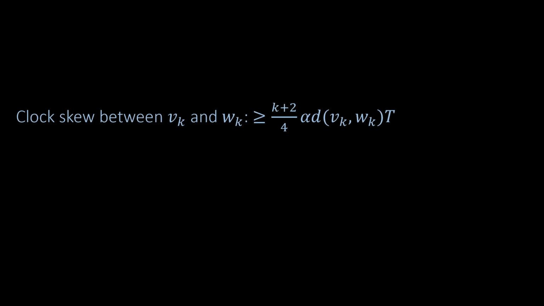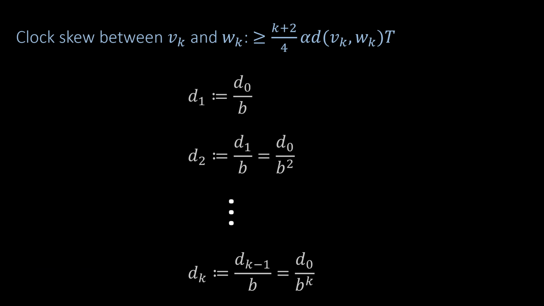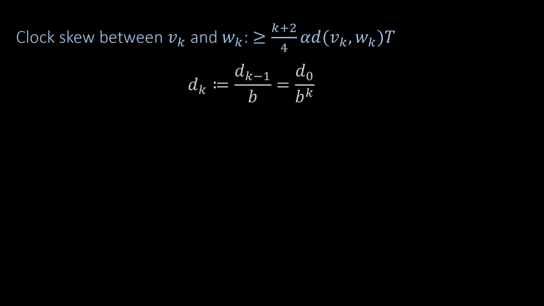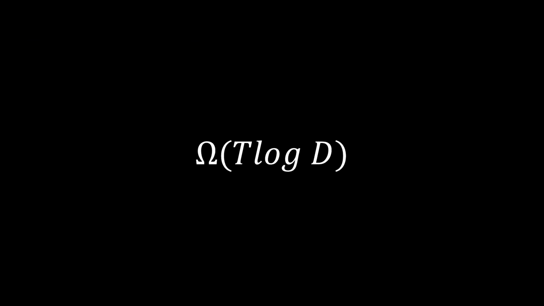Did you figure it out? We defined that the distance between the nodes decreases by a factor b. This is true in every step, so we get that the distance between Vk and Wk is d0 divided by b to the power of k. Obviously, the distance between the nodes must be at least 1. Moreover, d0 can be at most the diameter D. We get that k can be at most log base b of D. We now have our result.